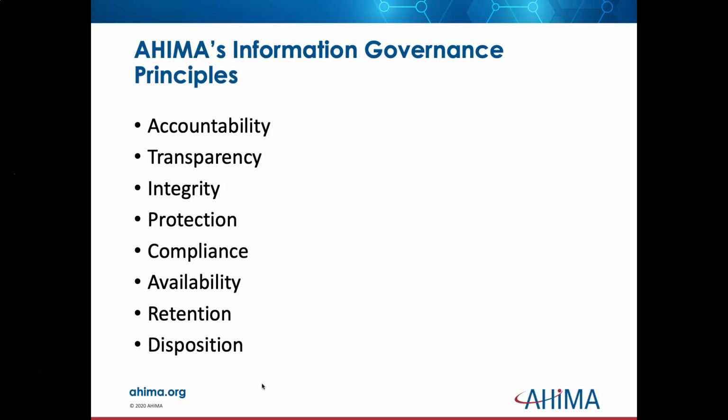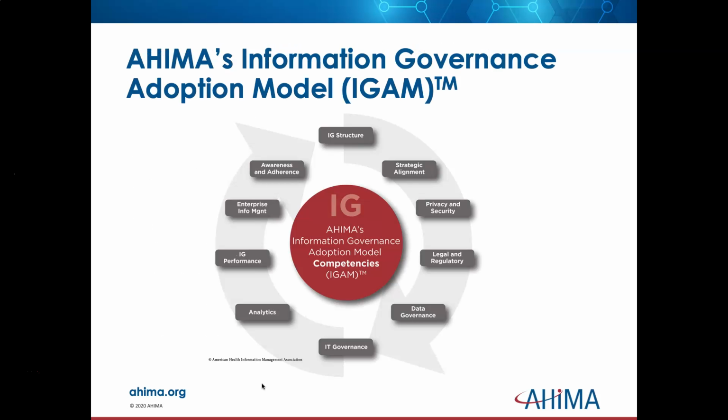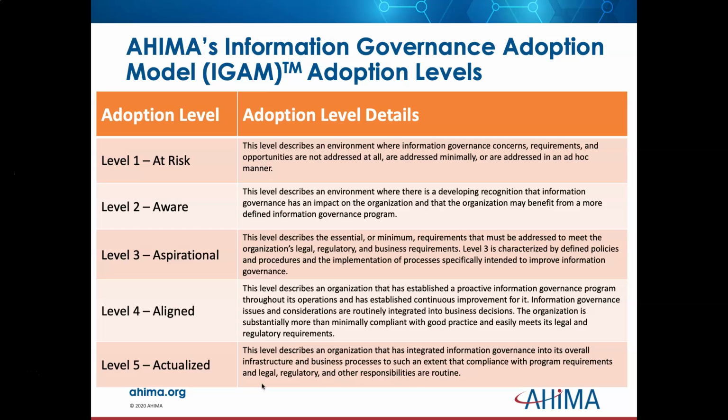AHIMA has information governance principles, and they're listed here. You can also go out to the AHIMA website and type in information governance, and they have tons of reference materials, information articles, toolkits, all sorts of stuff that you can use to help your organization with its information governance. And then this just shows you their model and adoption level.